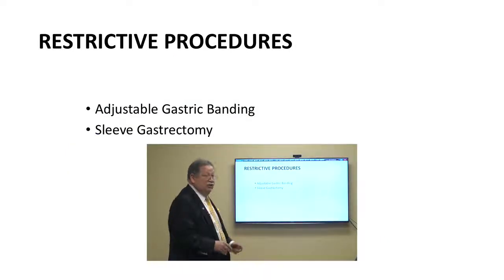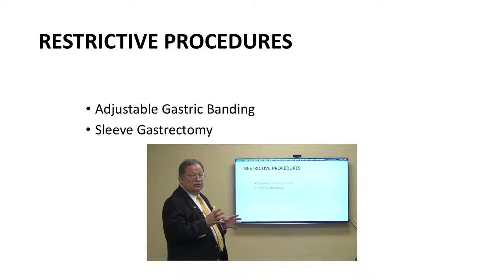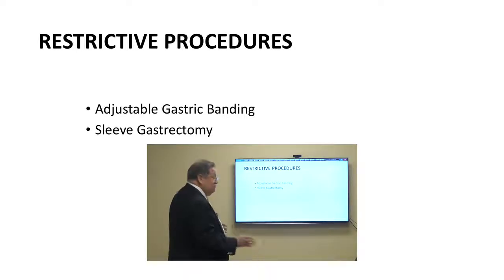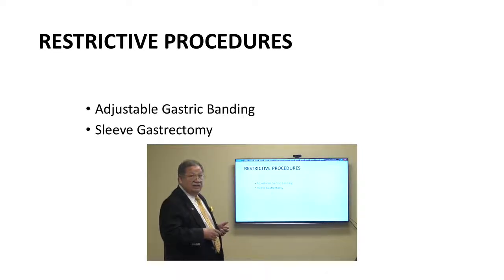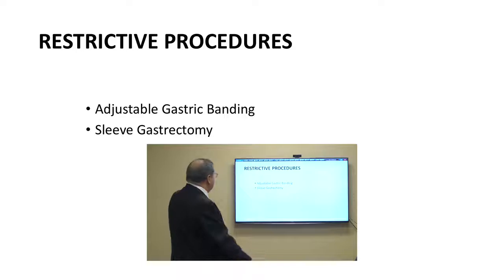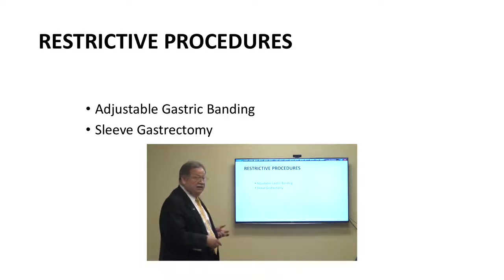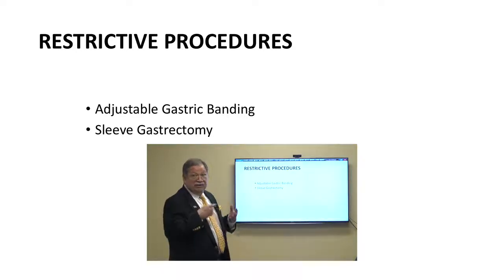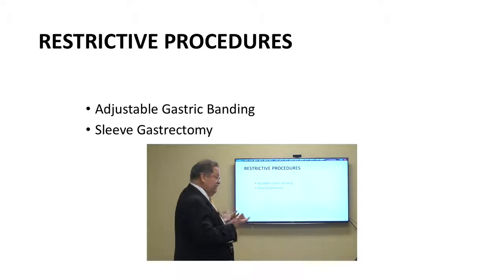Restrictive procedures are those that only limit the amount of food you can eat at any given time, by making the stomach smaller. The band was popular some years ago, now it's going away. The sleeve gastrectomy is coming strong. Perhaps it's the procedure done more frequently in the country because the number of surgeons doing it is much larger than the surgeons that can do the gastric bypass.